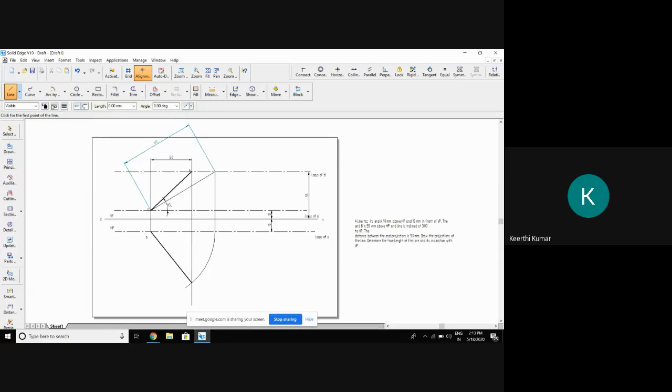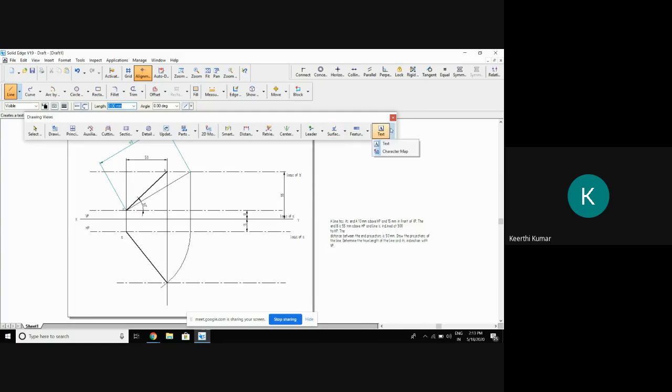Next, draw the locus. From where? From here, if I draw the locus, that line is called locus of B.